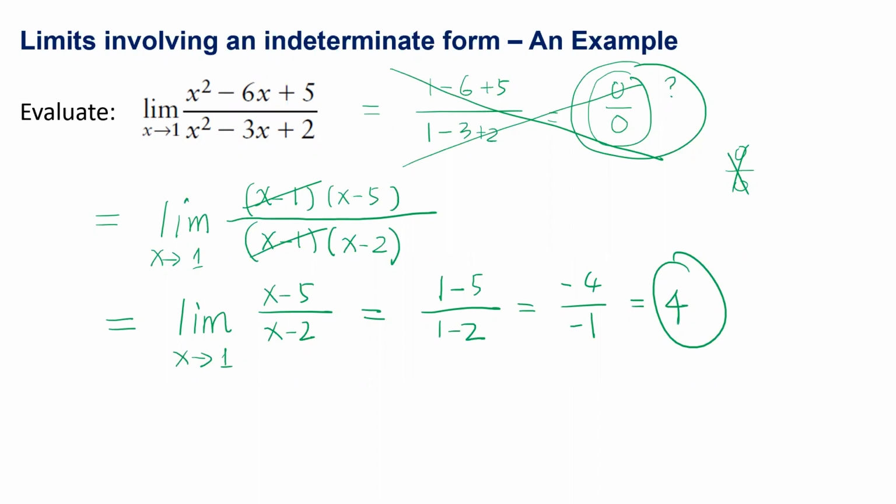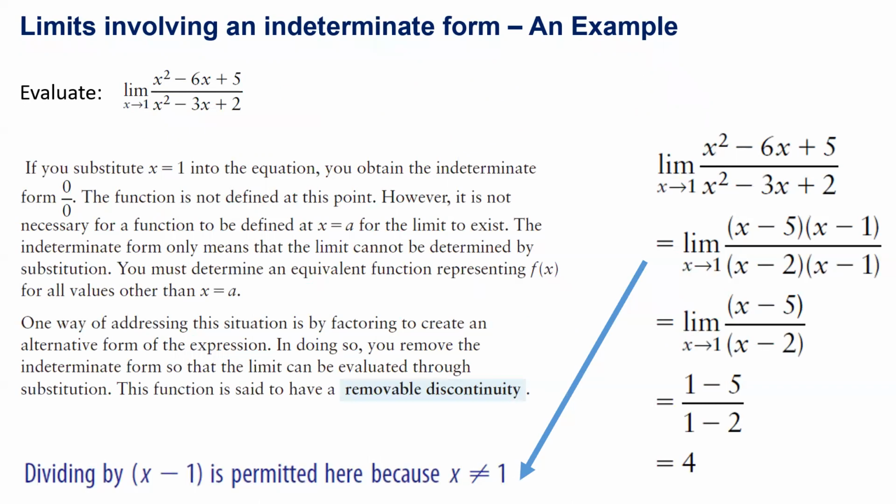Okay, so let's make a summary here. For the previous example, if you want to evaluate an expression like this, note here, if we substitute x equals 1 into the equation, we obtain the indeterminate form 0 over 0, right? This is called an indeterminate form because we don't know what value it is. This function is not defined at this point.